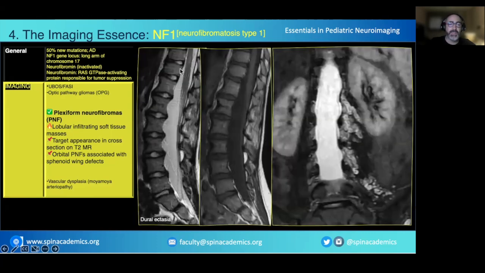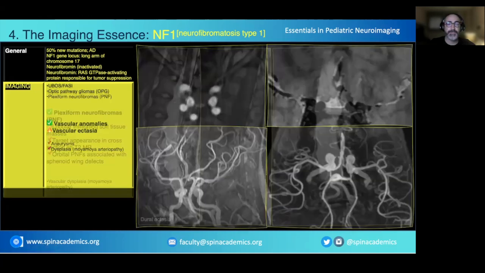Here you can see this is the scalloping of the posterior body. It's very typical of NF1. That's a dural ectasia, a sagittal T2 of the spine. And here you can see another huge plexiform neurofibroma, which has this target appearance, very, very typical of plexiform neurofibromas, the target sign in this type of nervous tumors.